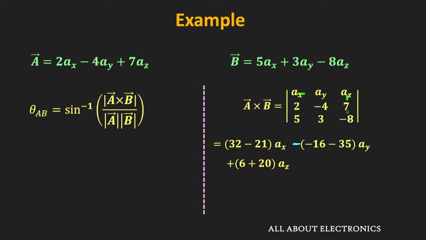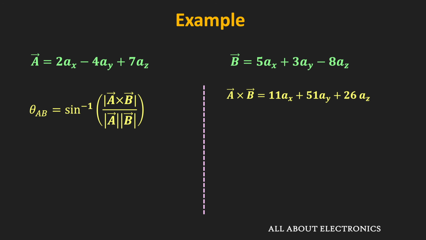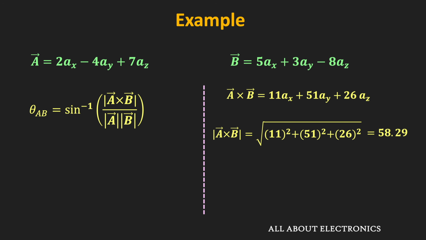Likewise, if you see this third term, then that will be equal to 6 minus minus 20. That is equal to 6 plus 20. So if we further simplify it, then we will get 11ax plus 51 times ay plus 26 times az. Now let us find its magnitude. Its magnitude can be given as the square root of 11 square plus 51 square plus 26 whole square. And if we further simplify it, then it will come out as 58.29.